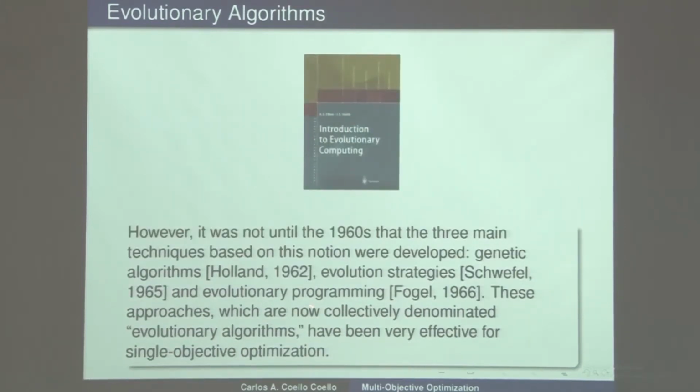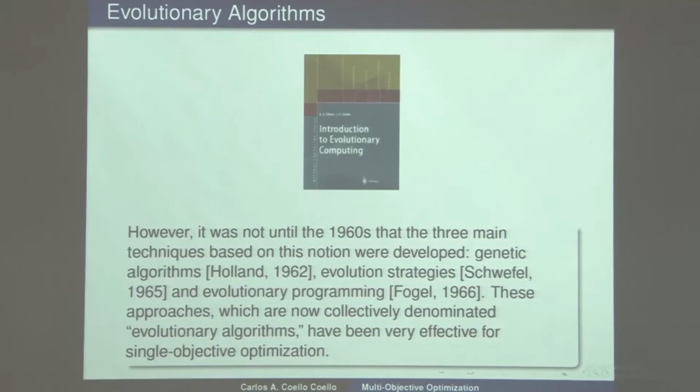In the 60s, the three main techniques based on the notion of natural selection were developed. It was the genetic algorithm developed by John Holland in 1962, evolution strategies developed by Hans-Paul Schwefel and Ingo Rechenberg in Germany in 1965, and evolutionary programming developed by Lawrence Fogel, David Fogel's father, in 1966. John Holland died 2 years ago. Lawrence Fogel died like 10 years ago. Hans-Paul Schwefel is still alive. Ingo Rechenberg is also still alive. The German guys are still alive.